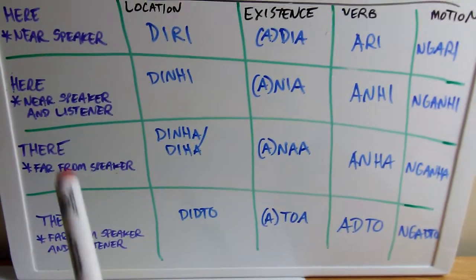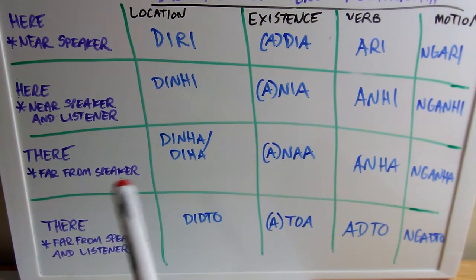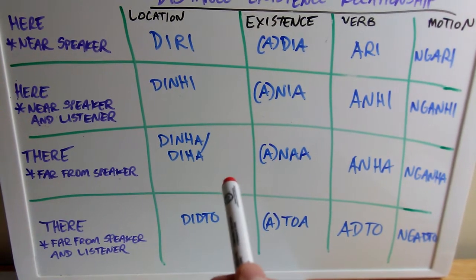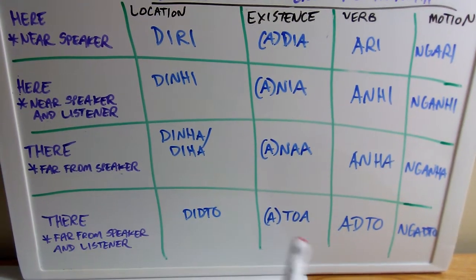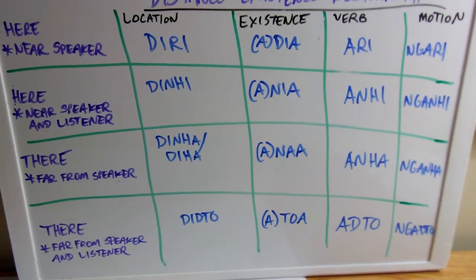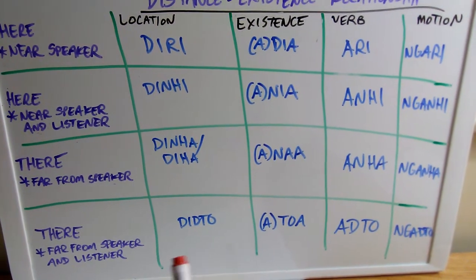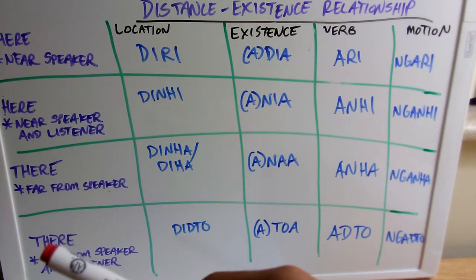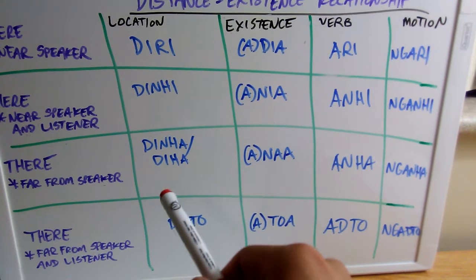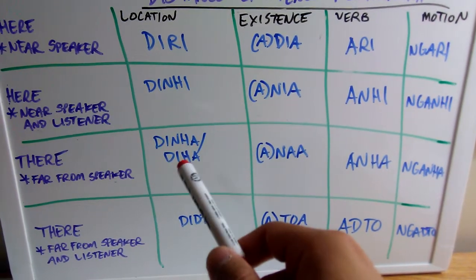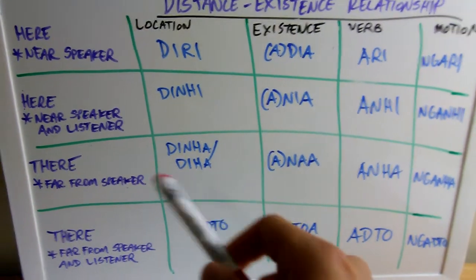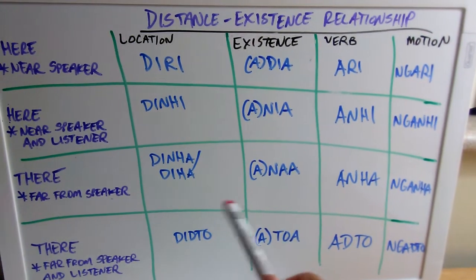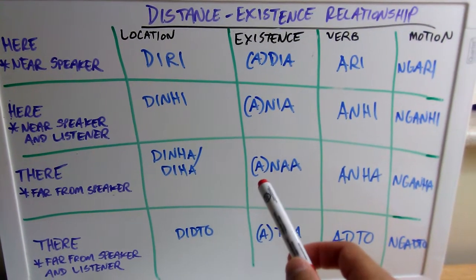And for the there, we have two theres. There's the there that's far from the speaker, and we have dinha or diha. Dinha or diha, meaning there, which is far from the speaker. If I'm the speaker, it's going to be far from me. Relative to me, it's far. Whatever I'm describing, whether it's a place or a noun or something like that, and I'm describing it there, it's going to be relative to me, far, there.